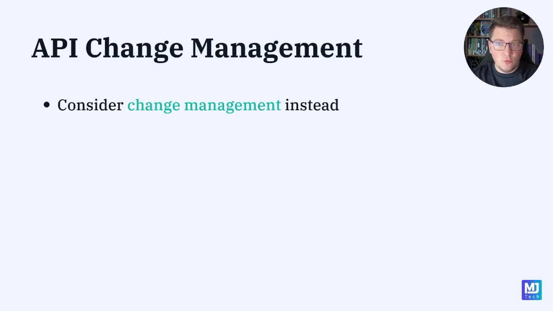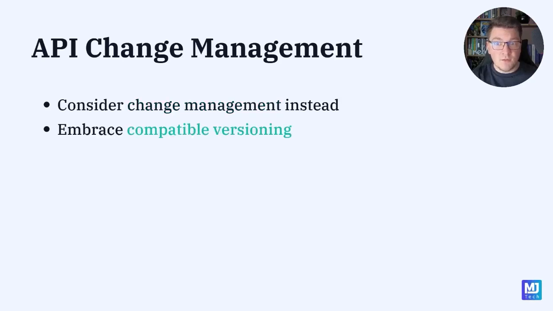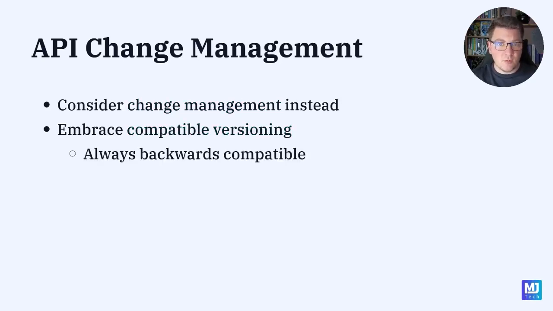Let me introduce you to API change management. Instead of versioning our APIs, we will consider how we can manage the changes that we need to make inside of our APIs. You can think of this as so-called compatible versioning. In essence, all changes that we make to our API have to be backwards compatible. That way, we don't need to version our API at all. Any change that we make doesn't break existing clients, and we have an easy way to help our clients migrate to use the latest functionality that we exposed in a given API endpoint.